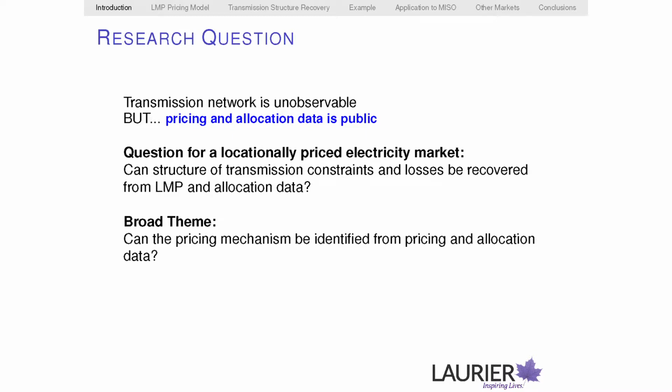So the transmission network's unobservable, but there's a ton of information out there. There's a ton of data out there that considers both the pricing and allocation data on an hourly basis for these markets and at particular nodes. And the question we're trying to answer in this particular setting is, can the structure of these transmission constraints and losses be recovered from this pricing and allocation data?